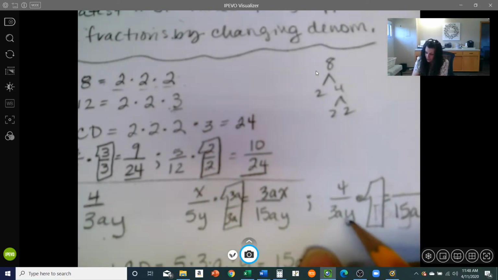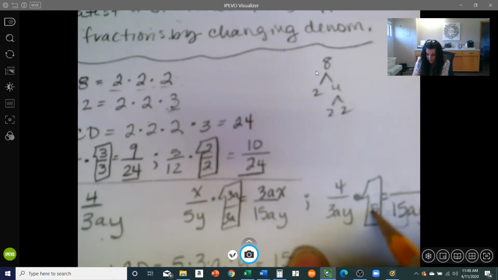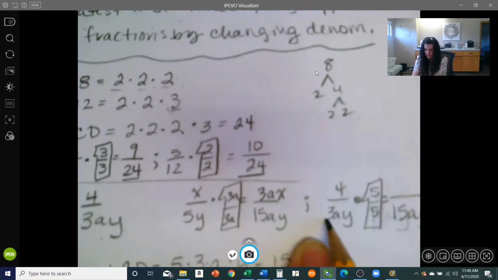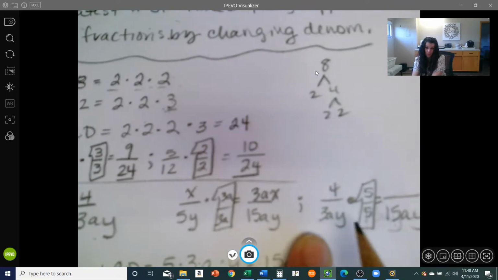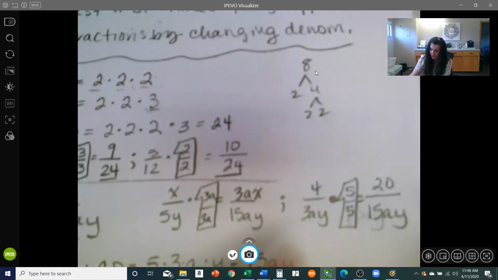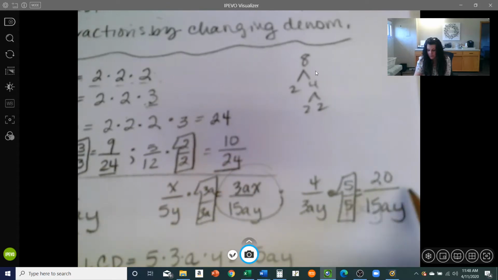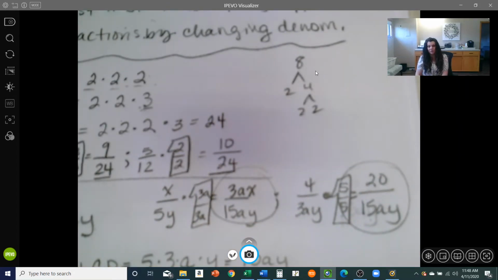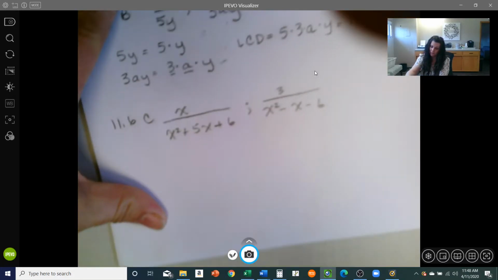So I have 3ax. And then over here, I only have to multiply by 5 over 5 because 3 times 5 is 15, and I already have the ay there. So I'm only multiplying by 5 over 5. So then I multiply the top, and I get 20. So now these are changed so that they have a least common denominator. Okay.